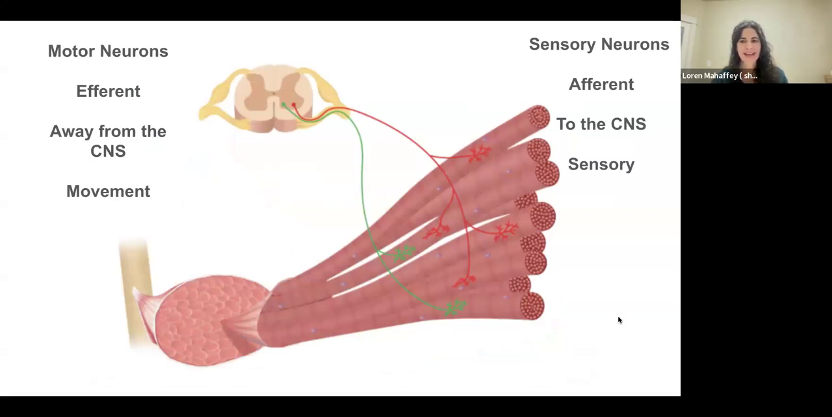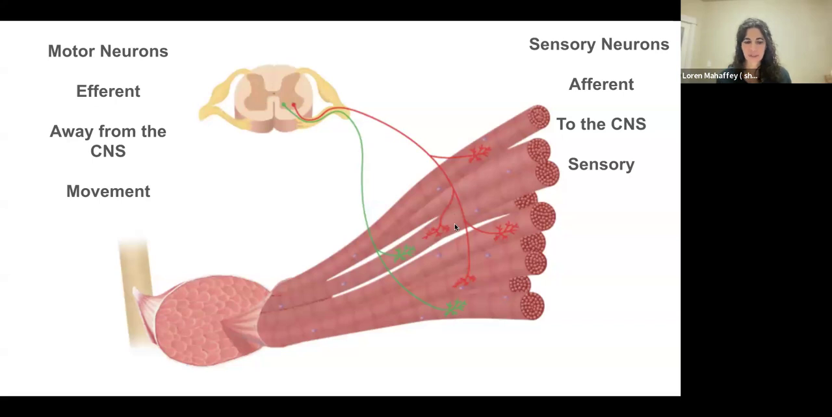We have both motor and sensory neurons, which are also called efferent and afferent neurons. Motor neurons are efferent, and they're taking information away from the central nervous system, from the brain and from the spinal cord, and sending information to skeletal muscle to create movement. So it's going away from the brain and the spinal cord into the muscles, and the signal is creating movement.